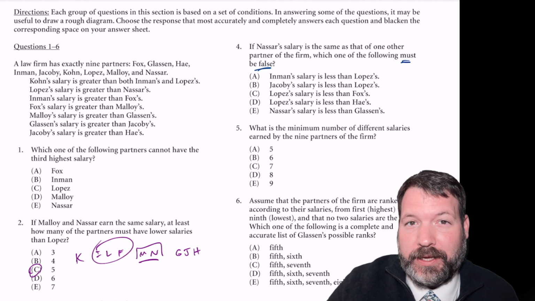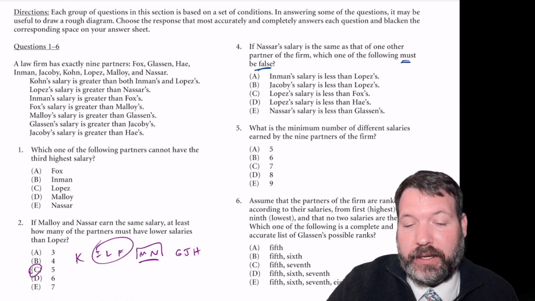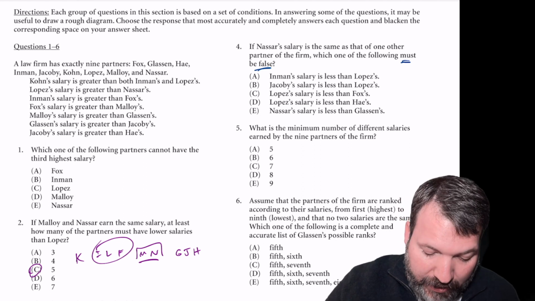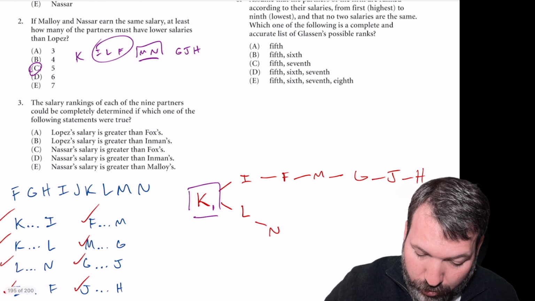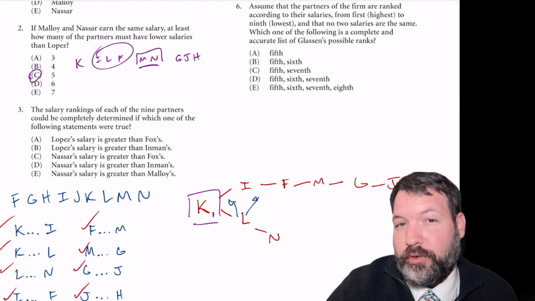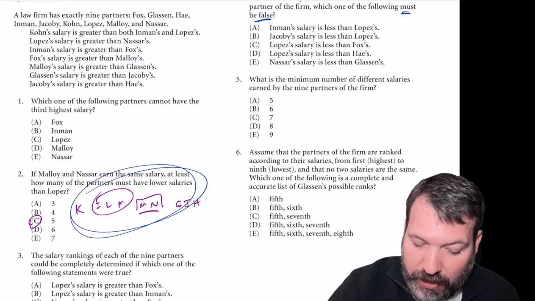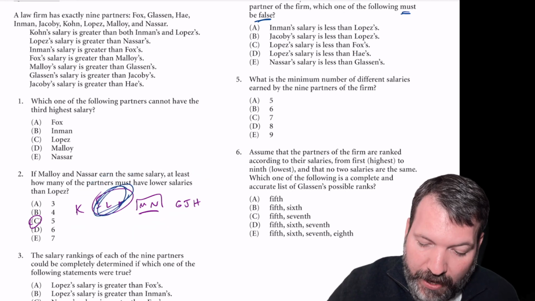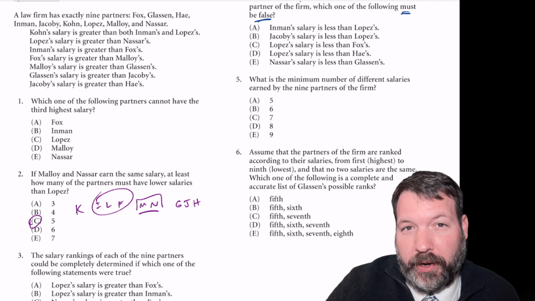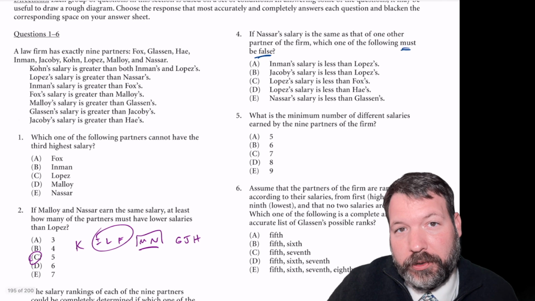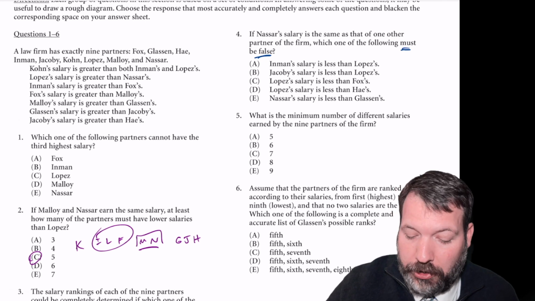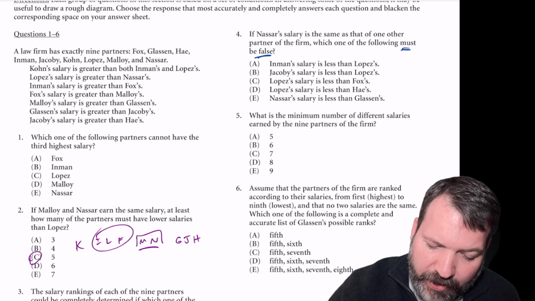So I'm just going to ask, could it be true? And if it can, I eliminate it. I's salary is less than Lopez. Could that be true? Well, yeah, because Lopez can kind of move around anywhere we want, so that's definitely possible. And also, looking here at the diagram for number 2, I can see I, L, and F were in this group where L could move around pretty much any way we wanted. They could be equal to each other, greater than, less than. L can go anywhere within that set. And so that's a could be true.